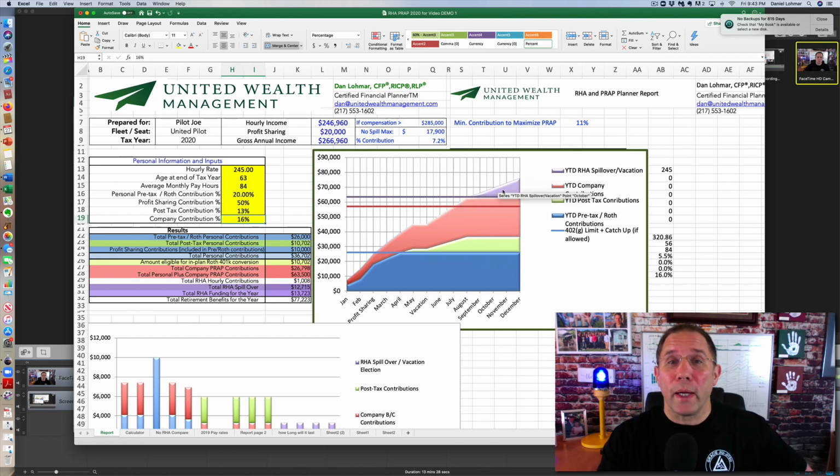The purple area signifies RHA spillover. That's what things look like throughout the year and where things go as you start to hit these different limits. So let's look at a couple examples.